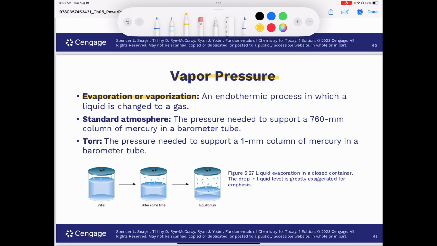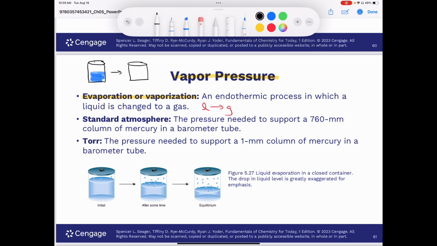So evaporation or vaporization is an endothermic process where we have a liquid that's being converted into a gas, right? So if you have a glass of water that's open, imagine you have a glass of water, it's not a very good glass of water, but anyhow, if it's just open to the air, eventually the glass is going to be empty. Why? Because all the liquid water is going to evaporate over time.